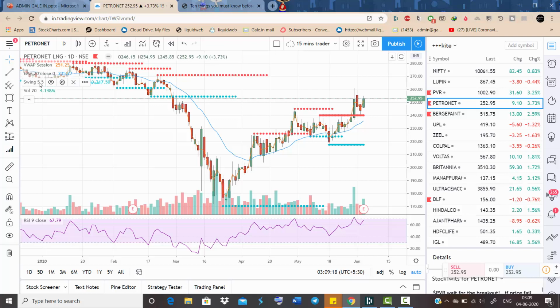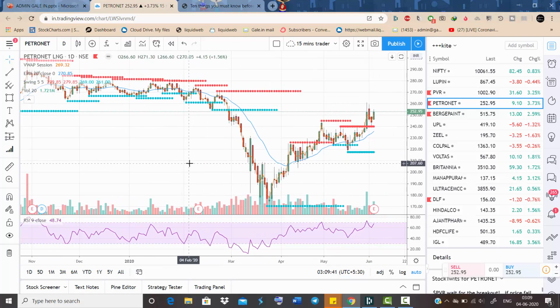This is Swing 55, which is inbuilt in this TradingView website, which indicates the swing highs and swing lows based on strength. Swing highs are marked in red, swing lows are marked in blue. So there's volume and there's RSI 9.